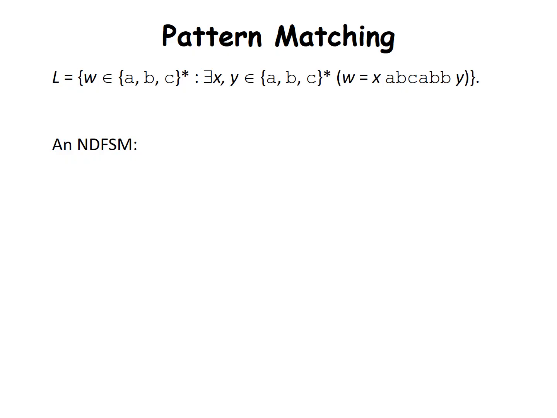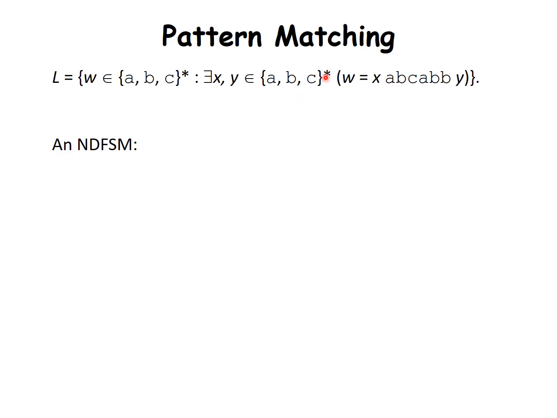Another one is pattern matching. How do you match the pattern? The pattern will be like this. L is equal to W, where W has some combination as given here. W is over A, B, C; the pattern has A, B, C input alphabets. The star: there exist X, Y belonging to {A, B, C}*. So X and Y are also combinations of A, B, C. They may appear 0 times or more times.